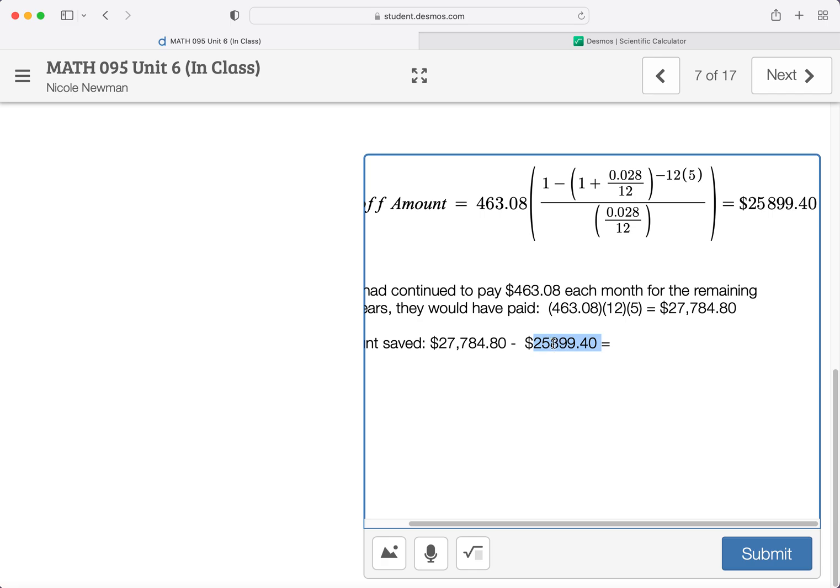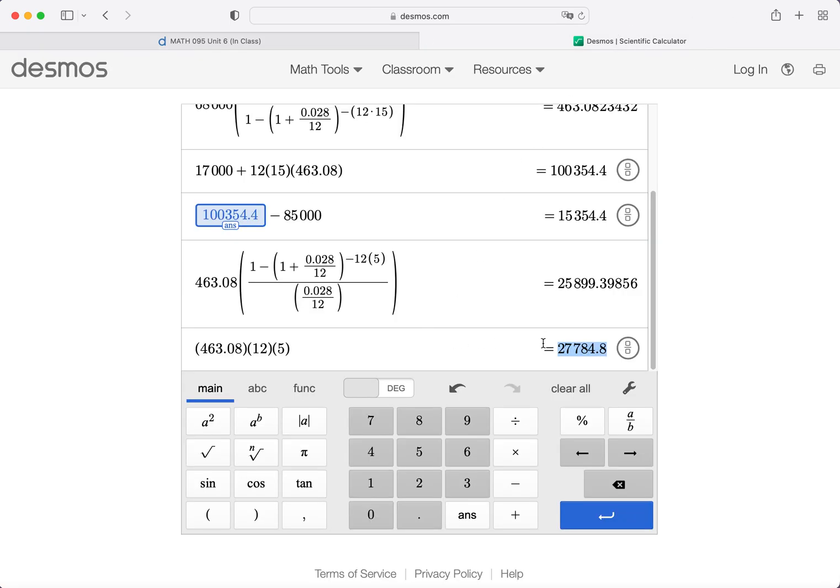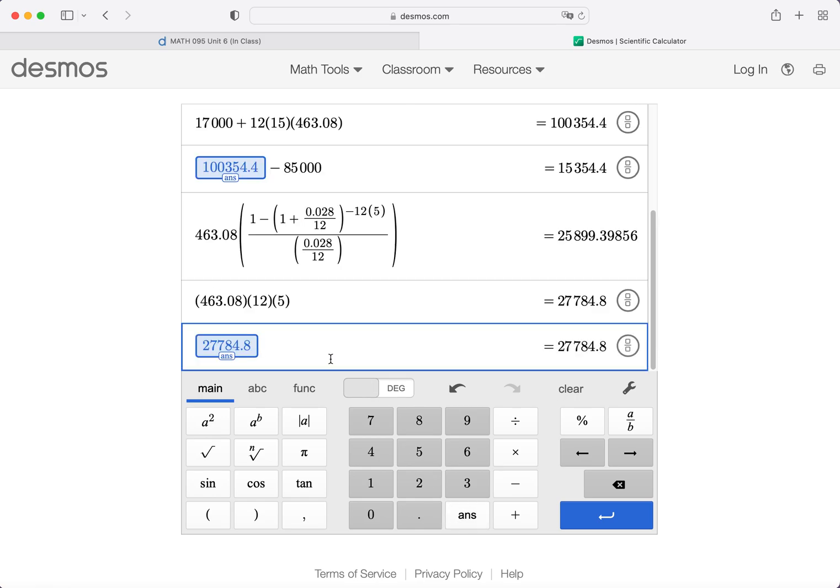We need to do that subtraction. Popping back to a calculator, let's take that answer and we'll subtract off the $25,899.40. This is the amount that Trey saves by paying the loan off 5 years early. $1,885.40.